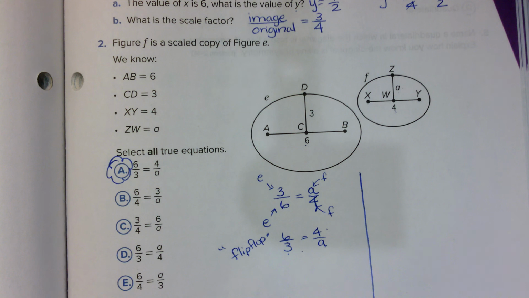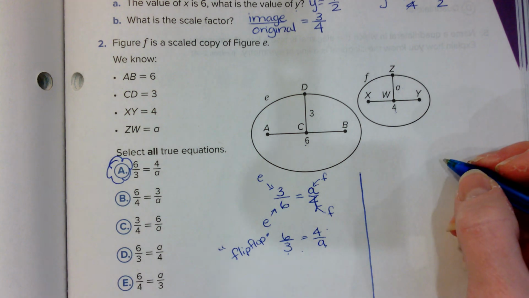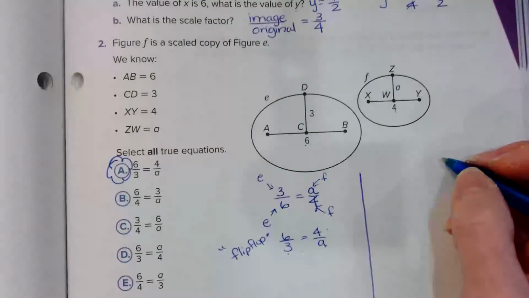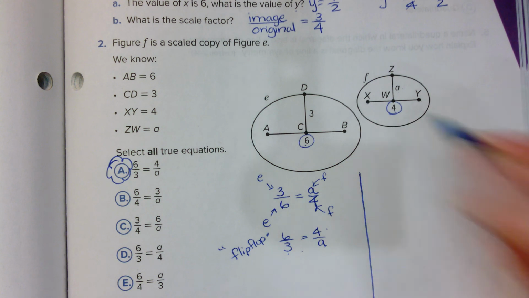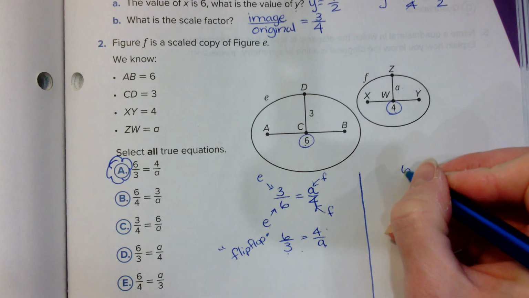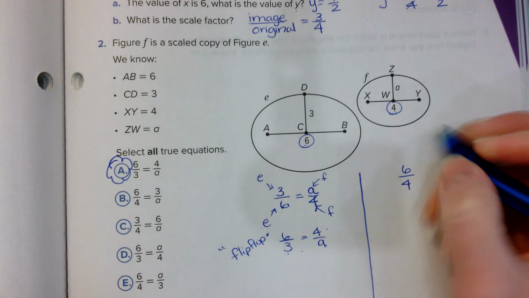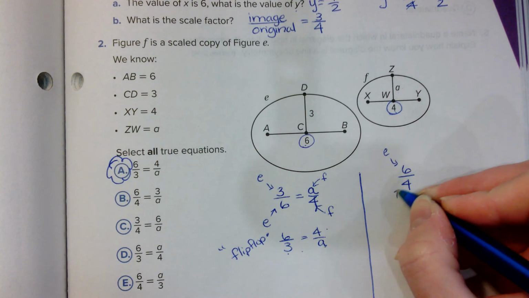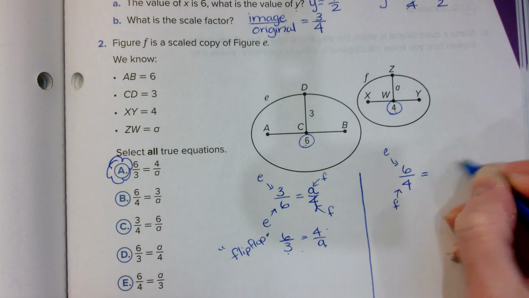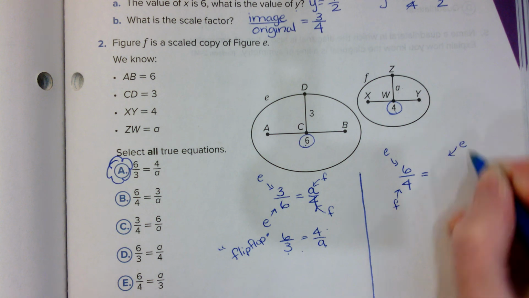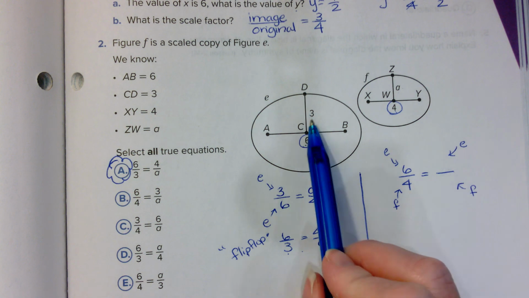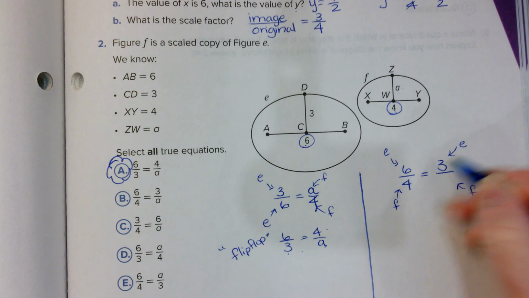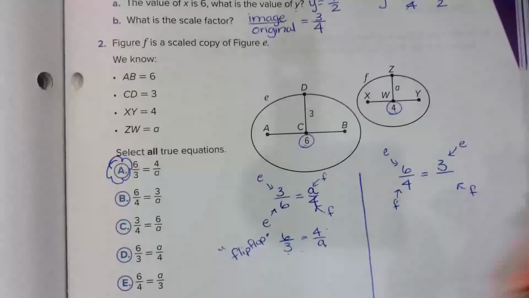So let's go on and talk about how to set it up differently. Sometimes I use E and F in the same ratio. For example, 4 and 6 are corresponding sides. I could write a proportion using the 6 over the 4. This is the longer side in E over the longer side in F, and it's going to be equal to another side in E over that corresponding side from F. So my other side in E is my side that's 3, and it corresponds to my side in F that's A. So this would also be a true proportion.